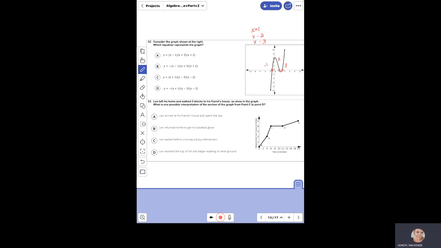Okay. Look over at the left. This first one has an x minus 1. Eliminate that. Next one has a negative x minus 1, and x plus 3 and an x plus 2. That's not correct. Next one, x plus 1 is correct. X minus 3 is good. X minus 2 is good. C should be your answer. Let's double check D just to make sure. Again, note that has a negative in the front. So we can eliminate D.